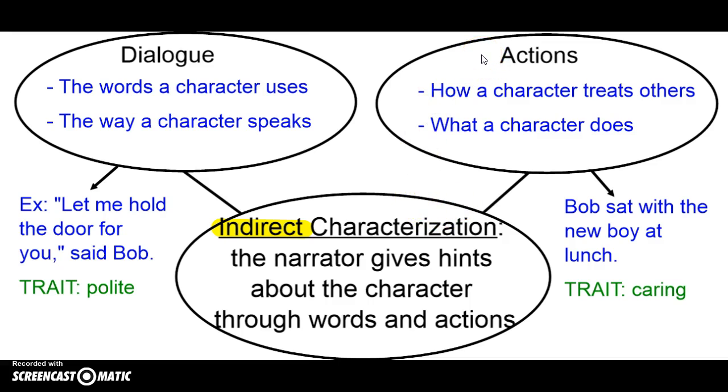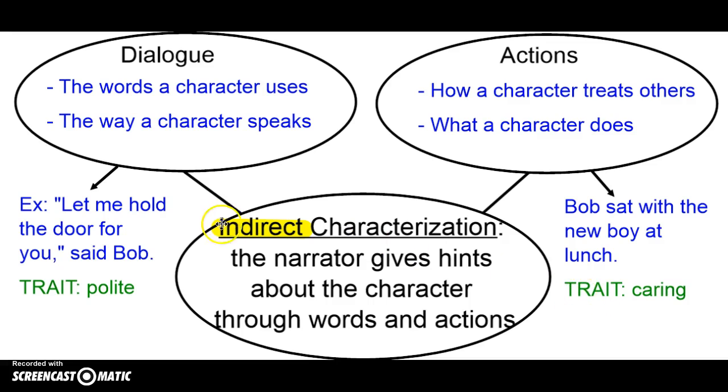Authors also give us hints about the character through actions. How a character treats others, what a character does. For example, let's say Bob sat with a new boy at lunch instead of just sitting with his friends. We know that Bob is caring. And again, the author didn't tell us that Bob was caring, but we were able to make a guess based on the clues.